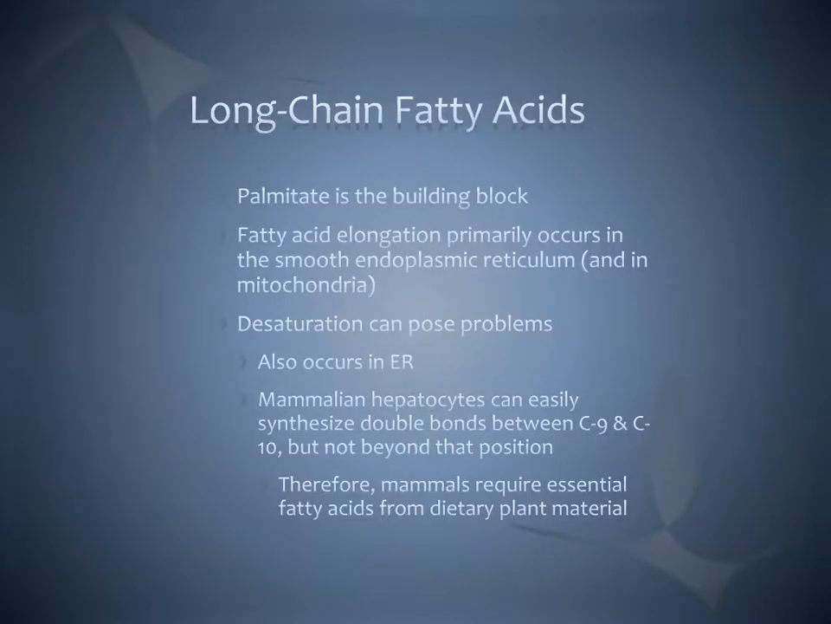Yeah, it comes up. So the building block here is palmitate. That's the common name. Okay, so the elongation process for fatty acids occurs primarily in the smooth ER. Some can occur in the mitochondria, but the primary location is going to be the smooth ER. So it's another degree of compartmentalization. All is good.